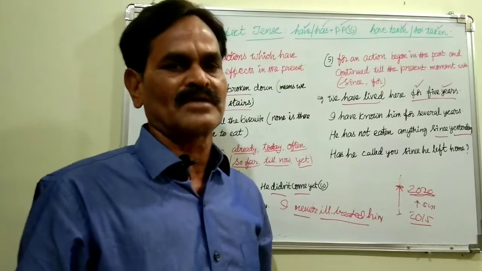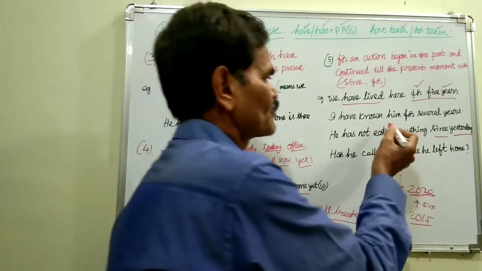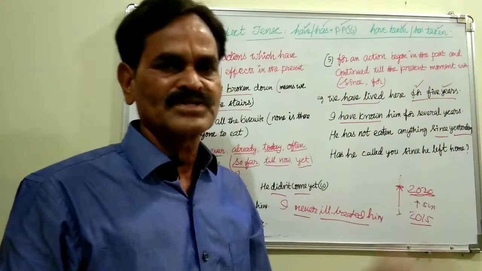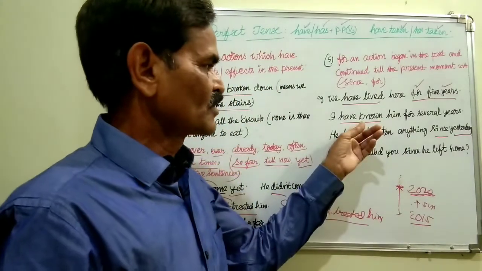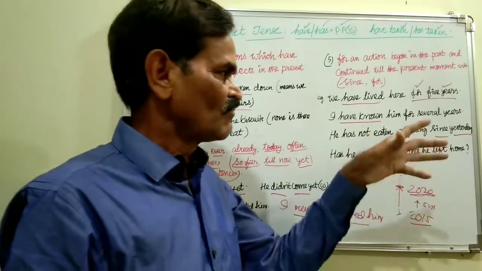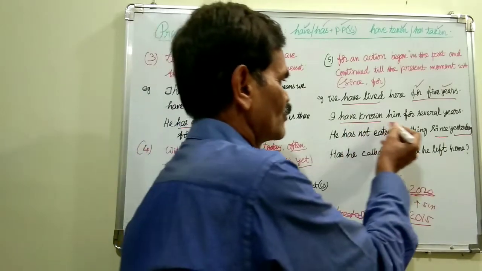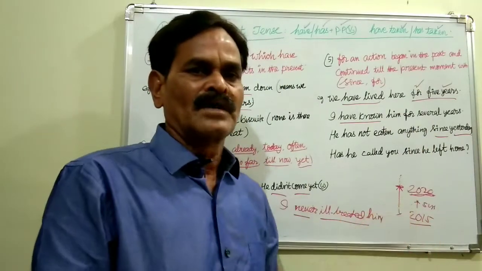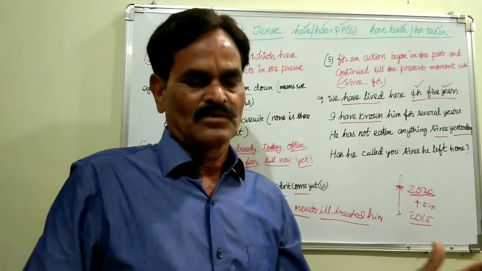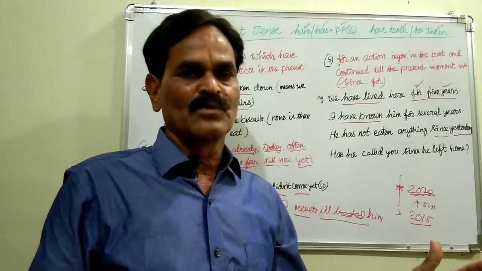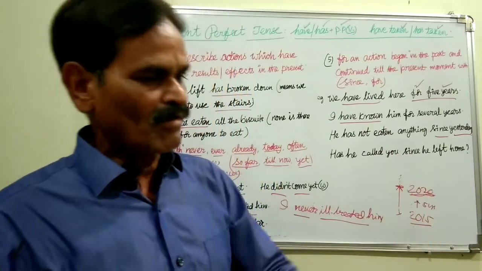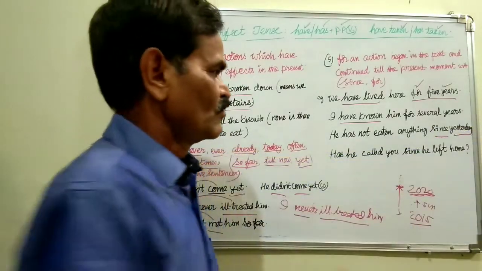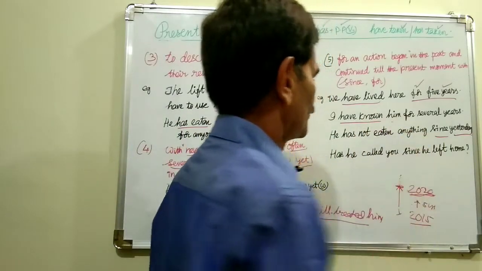I have known him for several years. Several years means more than 1 year. So here also we have to use have plus V3. I knew him for several years, we cannot say, because here you cannot use V2. I have known him for several years means, suppose, 10 years. Suppose it is 2020, you came to know him in 2010. All these years you know him, and even now also you know him. Then we have to use present perfect tense.